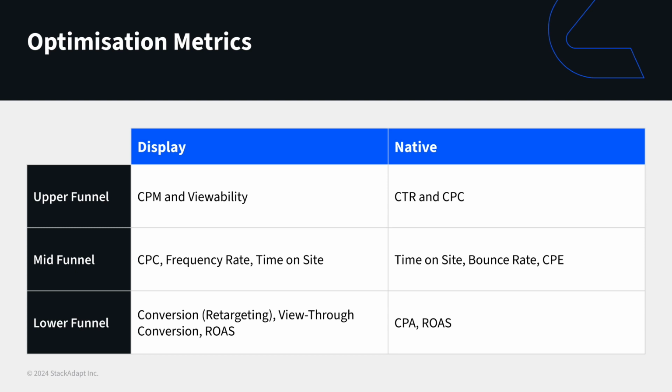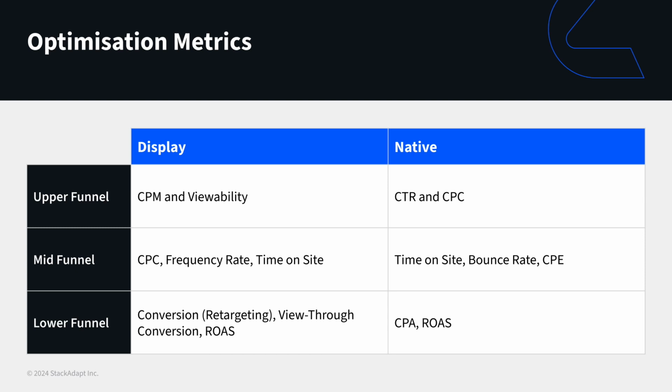So first, engagement rate. Engagement rate goes beyond clicks, measuring how much time users spend with our content right after that click. And then time on site or time on page gives us insight into the relevance and interest our content hold for users after they click our native ad.